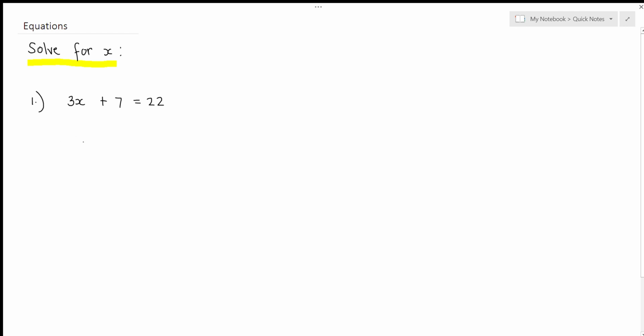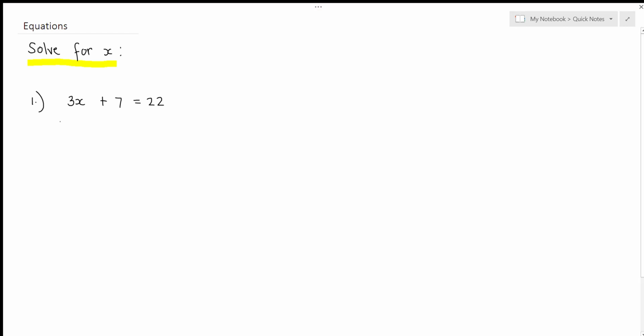But how do we go about doing that? So we need to go back and look at what we did in the previous years. We basically used inverse operations. So we would go 22 and we'd look at plus 7, and the inverse of positive 7 is negative 7. So in order to get rid of plus 7, I have to minus 7 on the left hand side. But whatever you do to the left hand side, you've got to do to the right hand side.